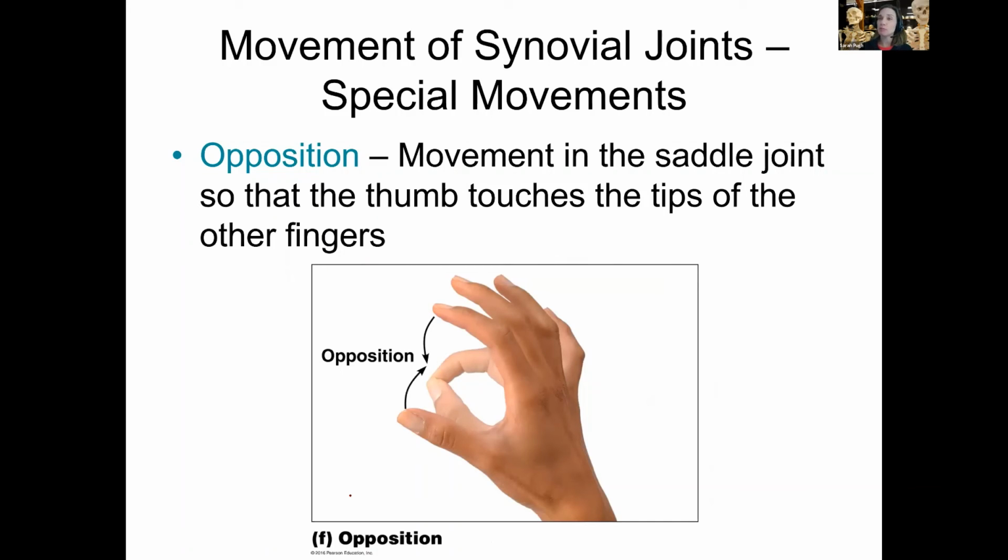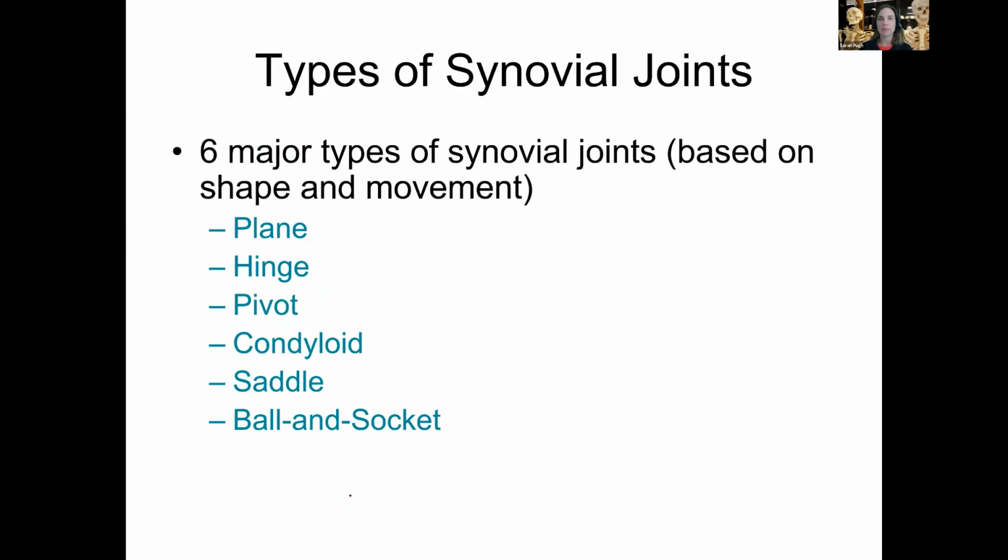Opposition is a special movement only found between the thumb and all the other fingers. So your ability to touch your thumb to all of your other fingers is called opposition. And this has to do with the joint that we find in our thumb, the type of joint called a saddle joint, which we'll talk about in a little bit. Okay. So those are all some very special motions that we find within our synovial joints.